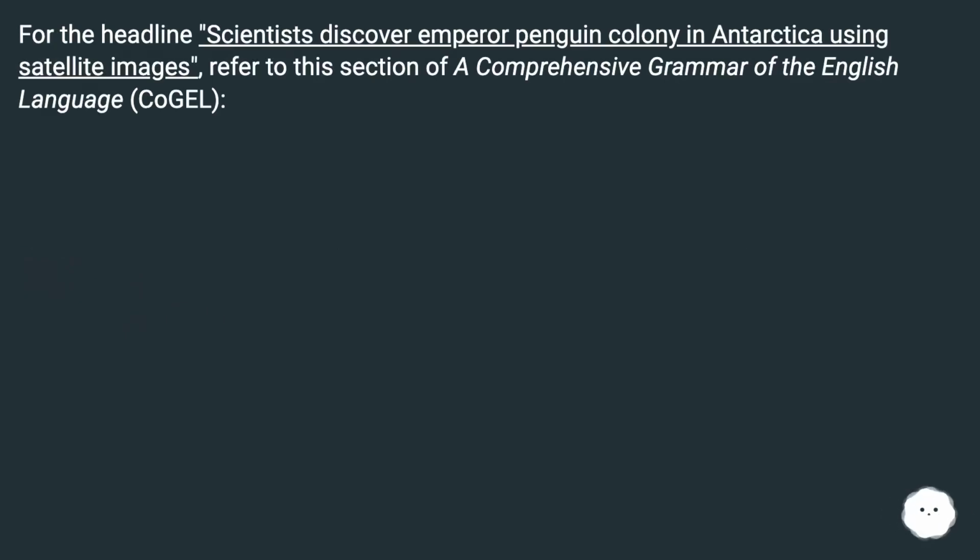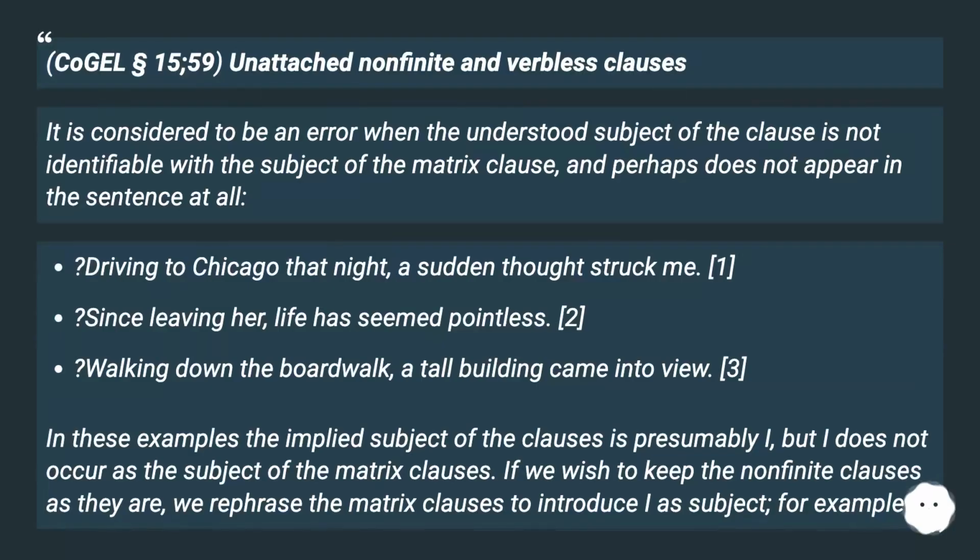For the headline, "Scientists Discover Emperor Penguin Colony in Antarctica Using Satellite Images," refer to this section of A Comprehensive Grammar of the English Language, Quirk et al. Section 15.59, unattached non-finite and verbless clauses: it is considered to be an error when the understood subject of the clause is not identifiable with the subject of the matrix clause, and perhaps does not appear in the sentence at all. "Driving to Chicago that night, a sudden thought struck me."